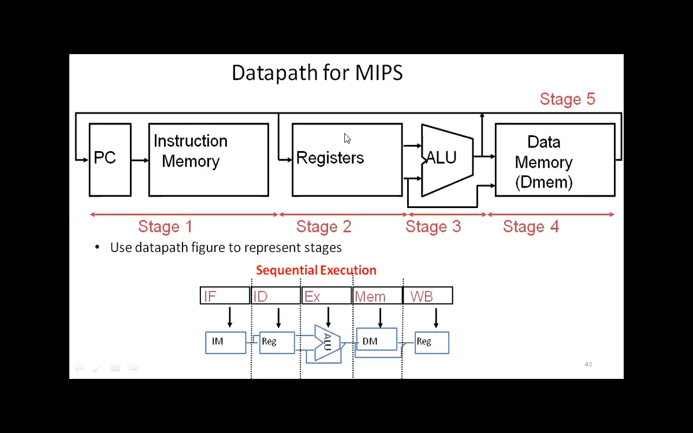In stage 2, the register is used, because we decode the instruction from the instruction register, and the register is also read. In stage 3, the ALU operates. In stage 4, data memory is used. And in stage 5, the register is used again; the register is written. That's why you see register 5 coming here.